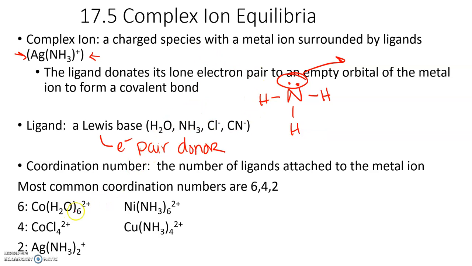For this first one, there are 6 water molecules attached to 1 cobalt, giving you a coordination number of 6. In this example, there are 6 ammonias attached to this nickel to form this complex ion, and so the coordination number for this again is 6. The next example, this cobalt atom is surrounded by 4 fluorines, making its coordination number 4. And the last one, silver, is surrounded by 2 ammonias, making its coordination number 2.